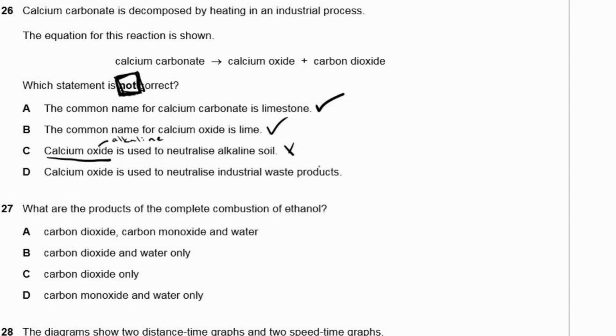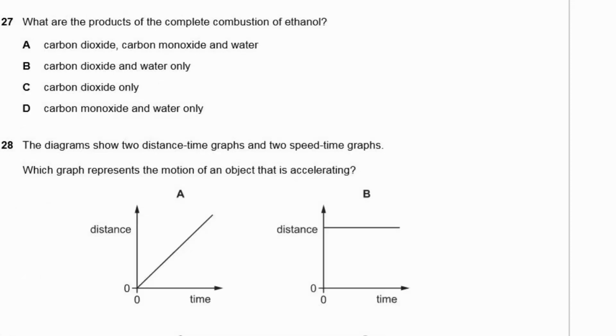Okay, calcium oxide is used to neutralize industrial waste products. That is correct because industrial waste products are often acids. So acid plus alkali produces salt plus water, so yes. So the answer there is C. The answer that is not correct is calcium oxide is used to neutralize alkaline soil.